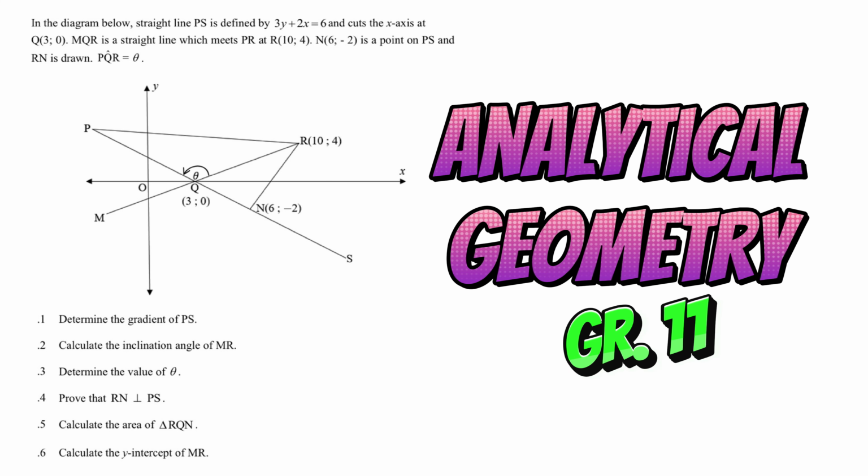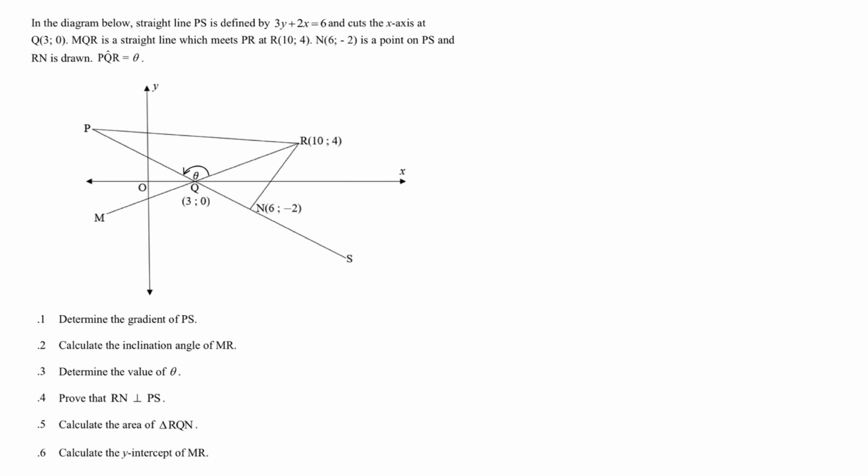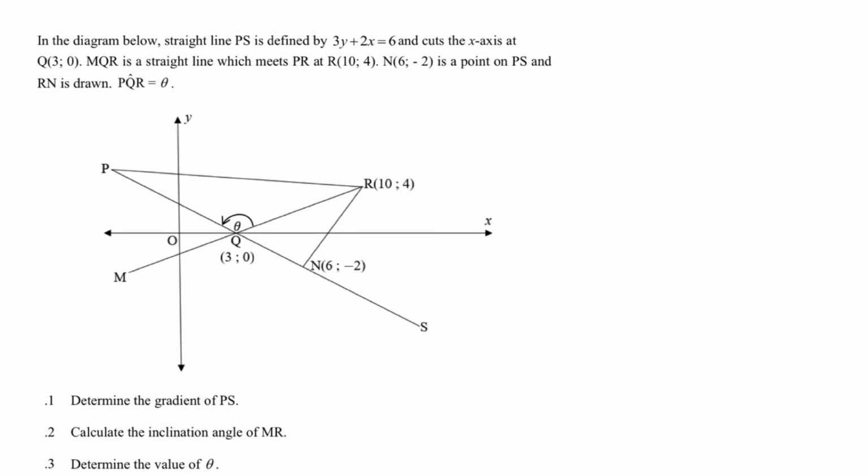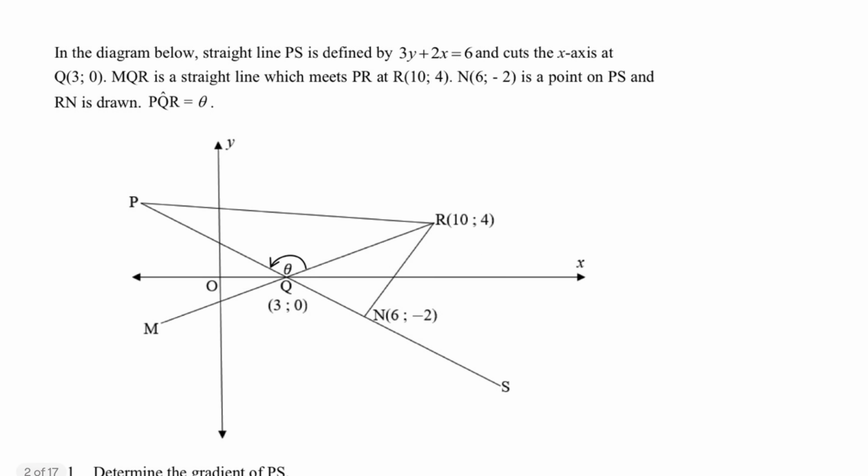In this video, we'll focus on analytical geometry and we will answer 6 questions based on this diagram. So before we start with the questions, let us read the information given to us. It says, in the diagram below, the straight line PS is defined by 3y plus 2x is equal to 6. So we have the line PS, and we have the equation of that line as 3y plus 2x is equal to 6. I recommend that you fill in the information on your diagram as you read it.